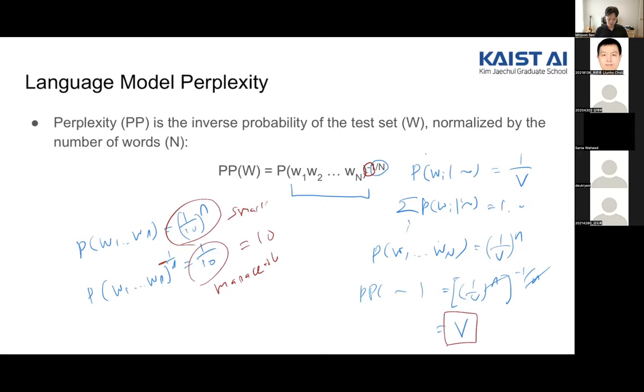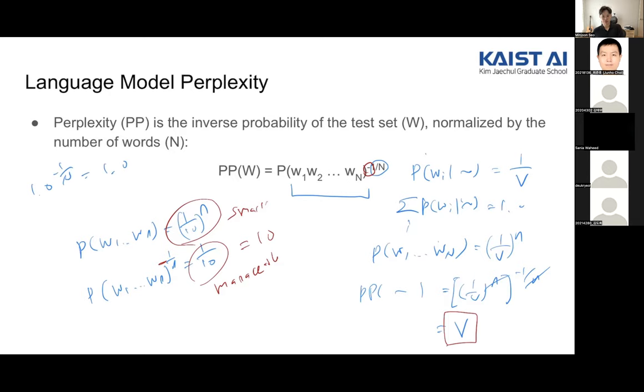Best case, well, it's very hypothetical, but suppose that this domain is very deterministic and you can guess the test set with probability 1.0. Then what is 1.0 to the power of negative 1 over n? It's just 1.0, right? So the lower bound is 1.0. You cannot go below 1.0, because that doesn't make sense by definition. So the perplexity will always be between 1.0 and V.